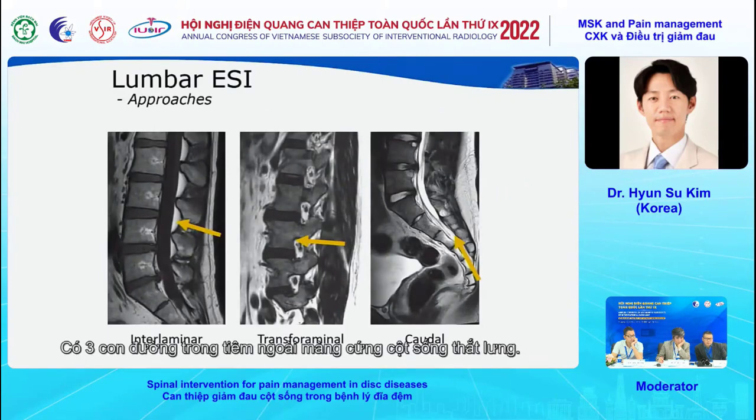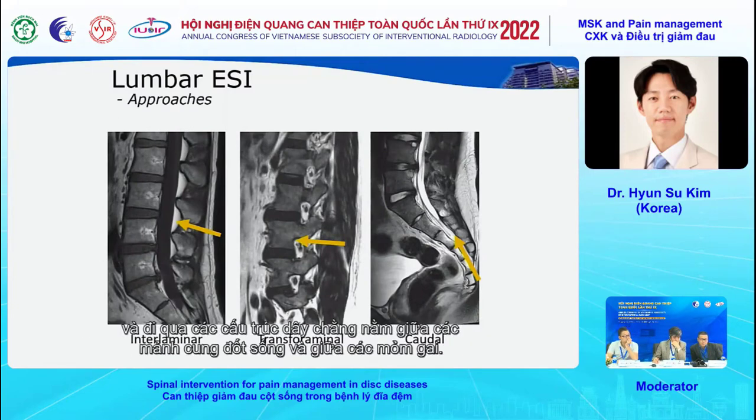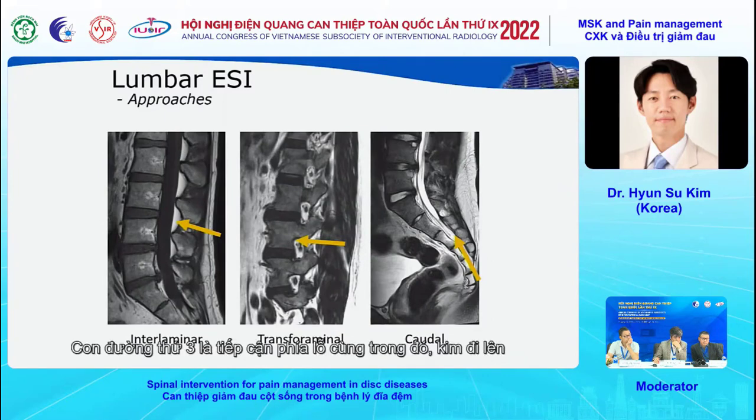There are three routes for delivering steroid in the epidural space of the lumbar spine. The first is interlaminar approach, which targets the posterior epidural space by traversing the ligament structures located between lamina and spinous process. The second is transforaminal approach that targets posterior superior aspect of the neural foramen. The third is caudal approach, for which the needle is advanced through the sacral hiatus.